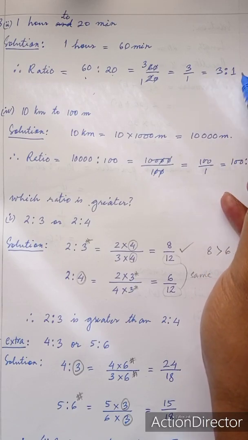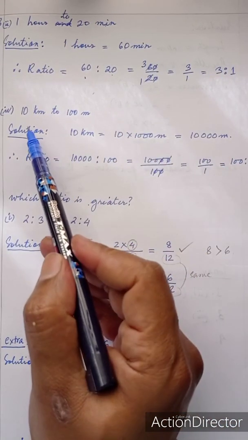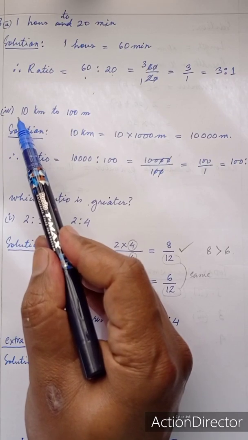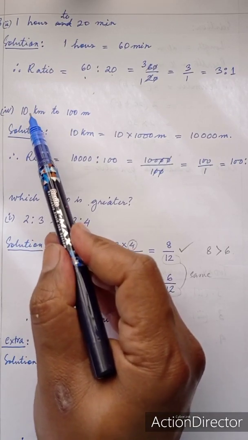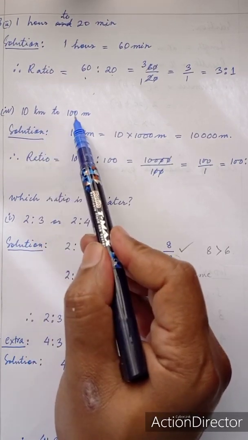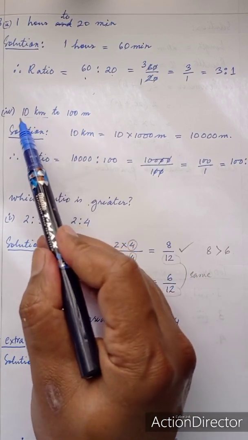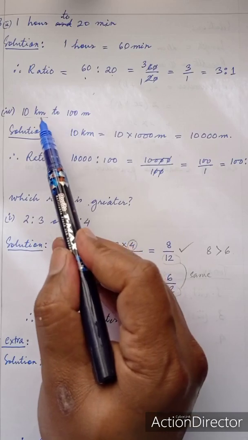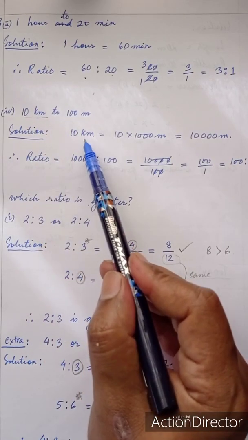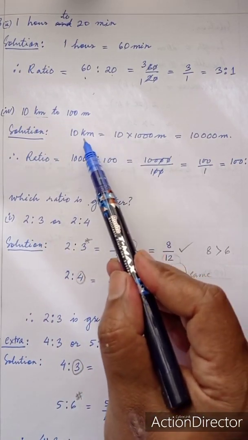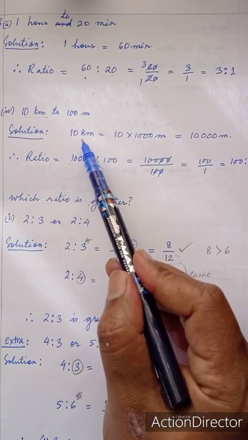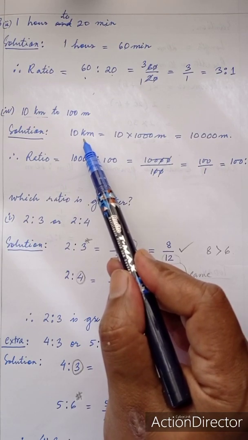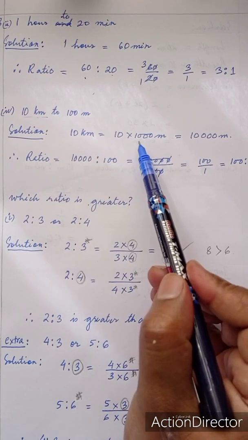So this is 3:1. Now question number 3, sub number 4, 10 kilometer to 100 meter. Now this is the larger quantity, we have to make it into the smaller one so that both are same. So 10 kilometer means 10 into kilo stands for 1000. So I'll just convert this k into 1000.